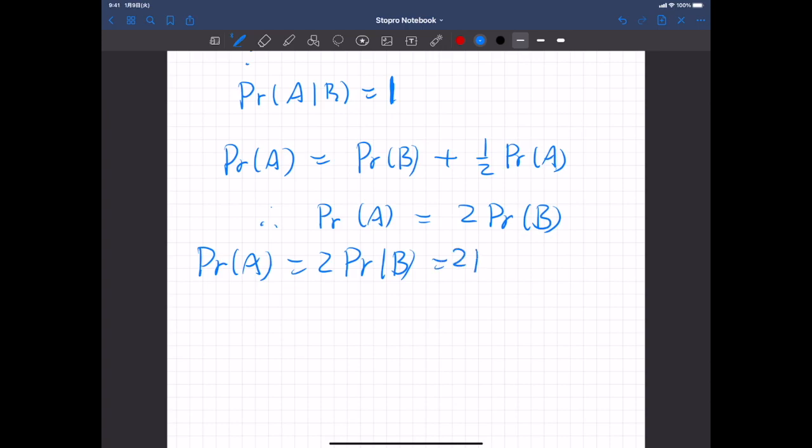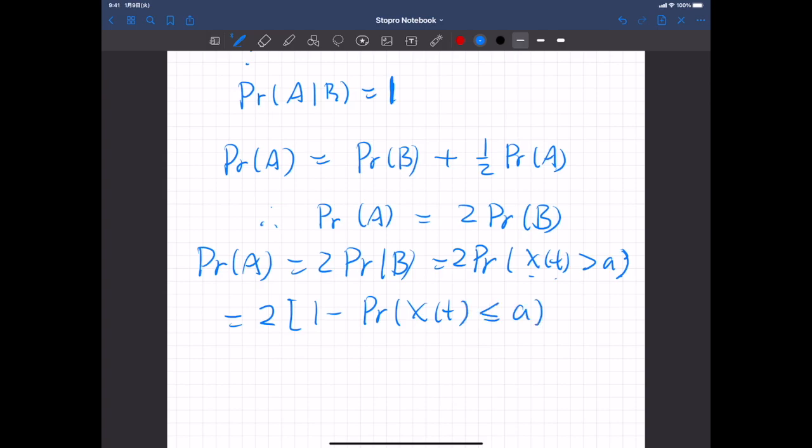But this event B is that x of t is greater than A. Okay? But this x of t follows a normal distribution. So that means, let's write this in the form of 1 minus probability of B complement, actually, less than A. Okay, so this probability is 1 minus this probability, and this is the cumulative distribution function of the normal distribution.